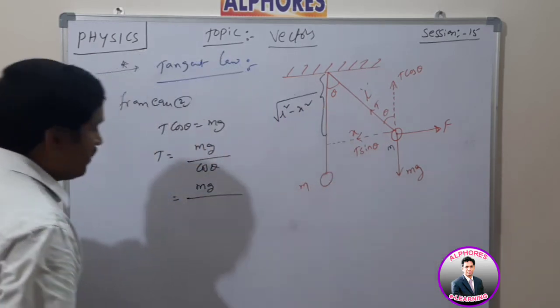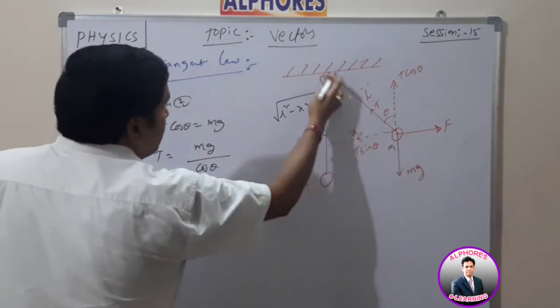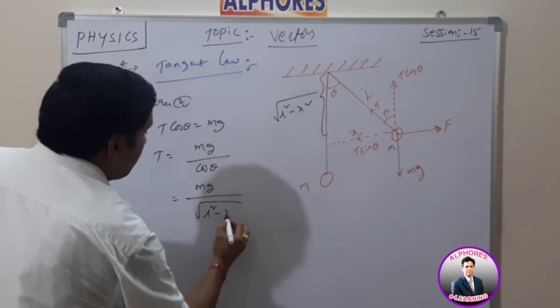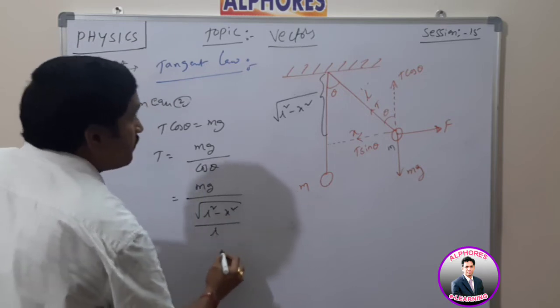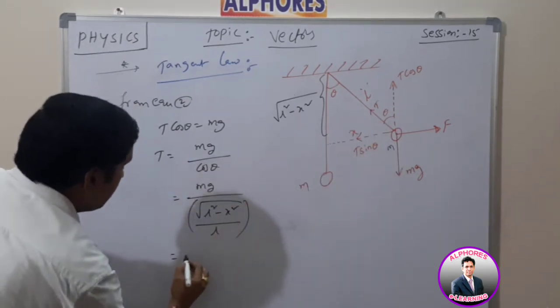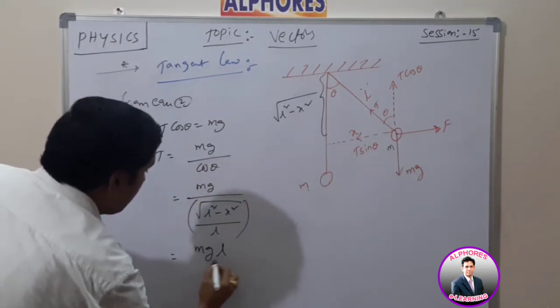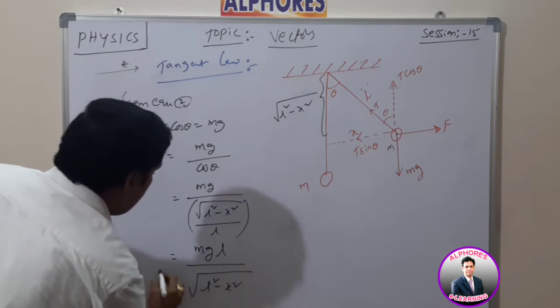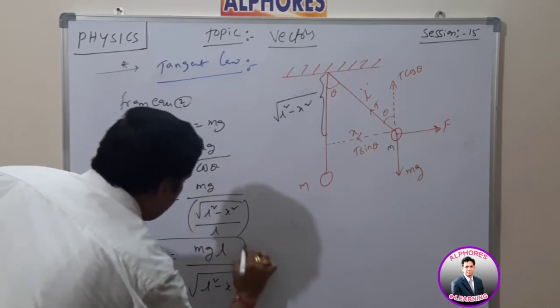Okay. So from this data, what is cos theta from this right angle triangle? Adjacent side, root of L square minus x square, by L. That means the adjacent side over the hypotenuse is cos theta. So this can be written as mg into L by under root of L square minus x square. So this is the expression for tension.